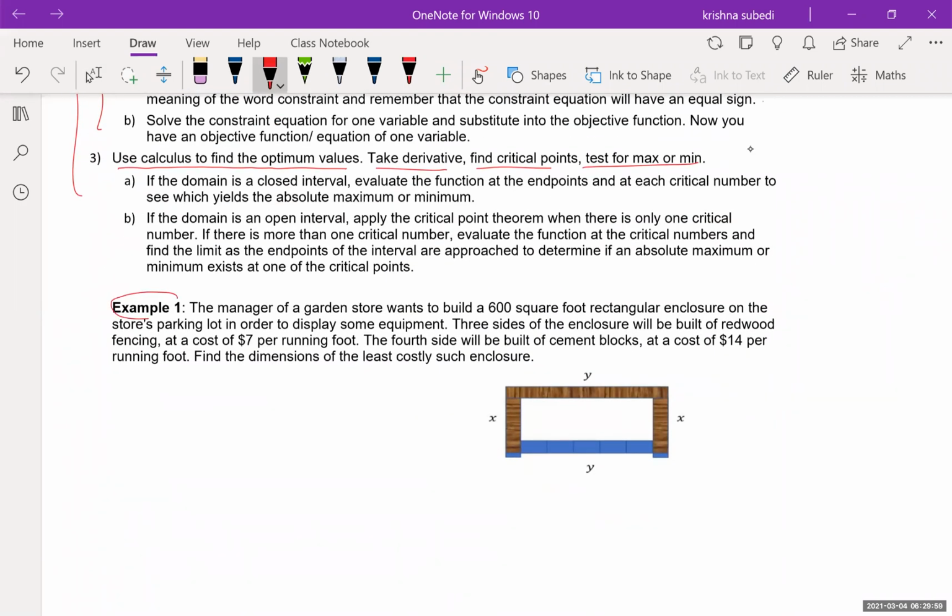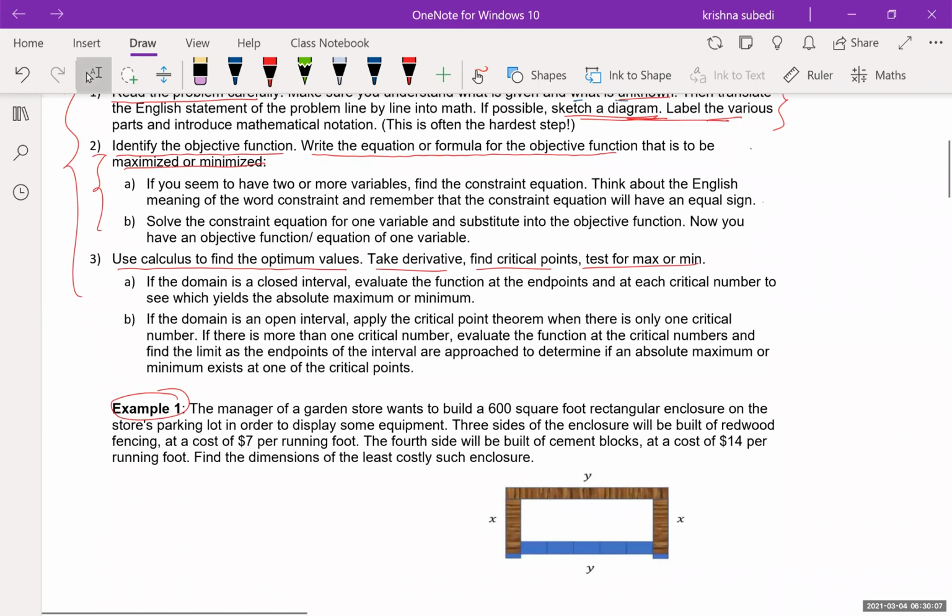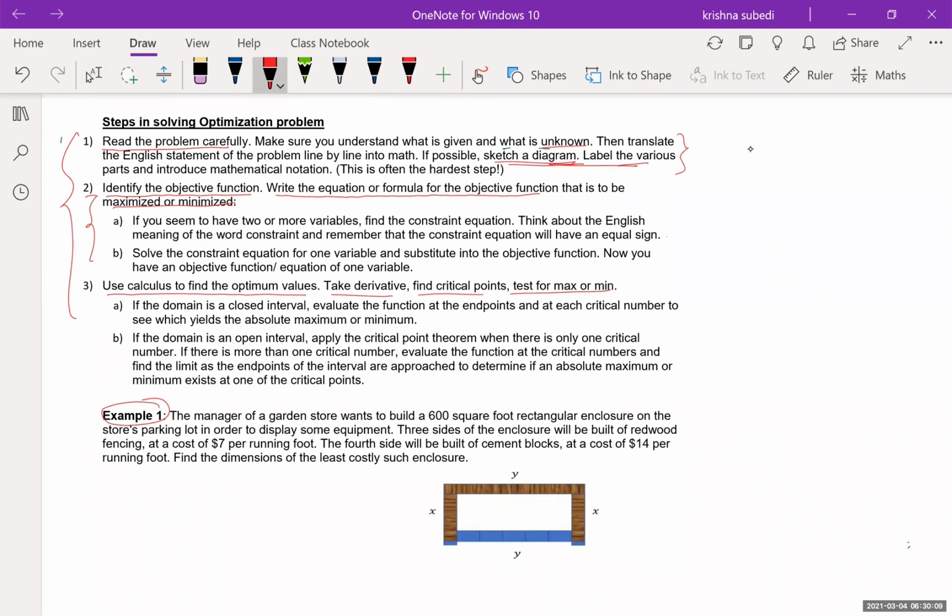Let's look at example 1. So here, the problem situation is given. Step 1, read the problem carefully and understand. Sometimes you may need to read it two, three, even four times. Read the question very carefully until you understand what is given and what you need to find.